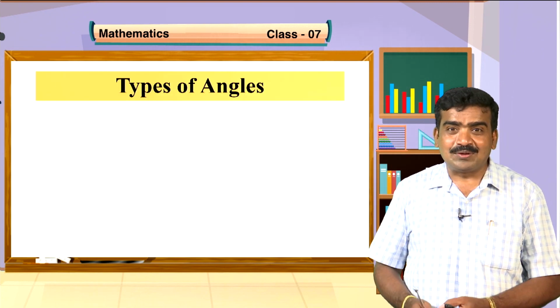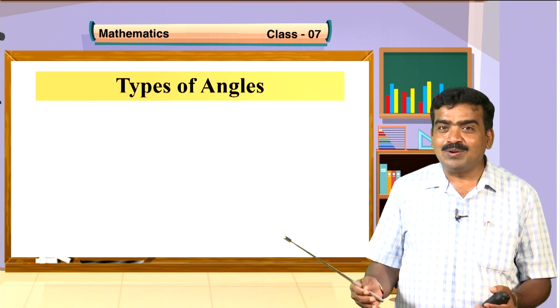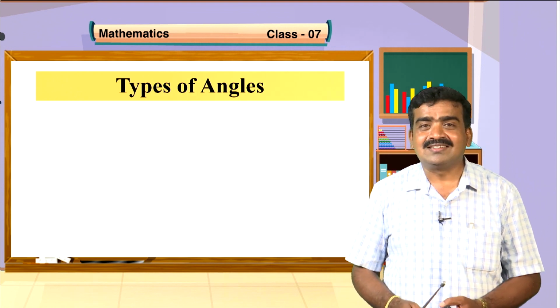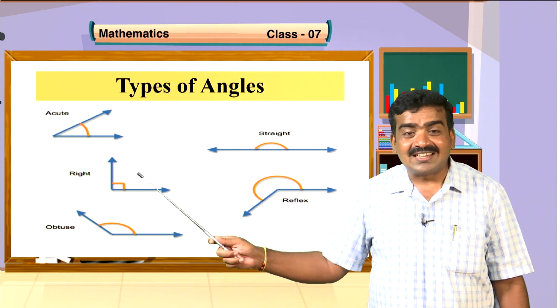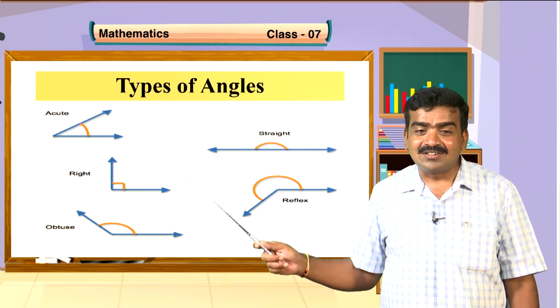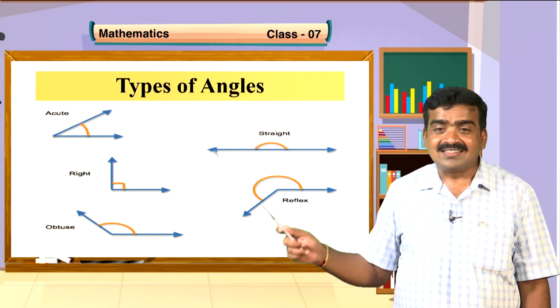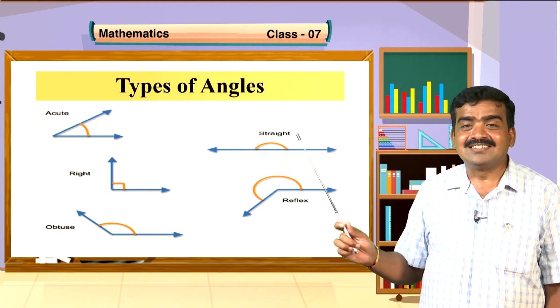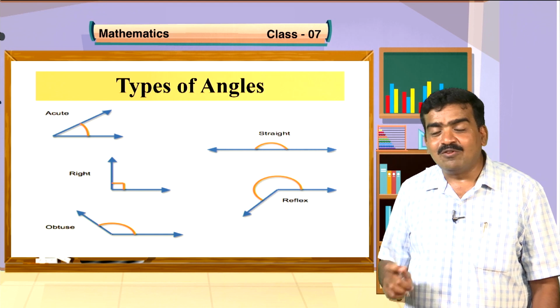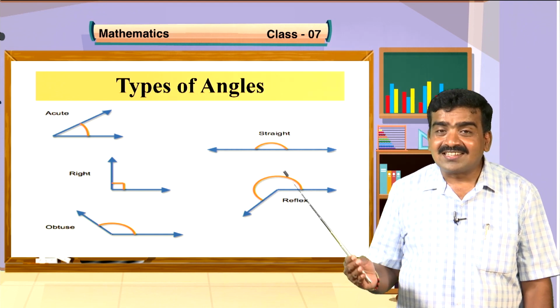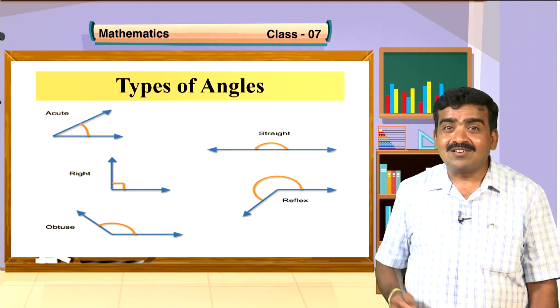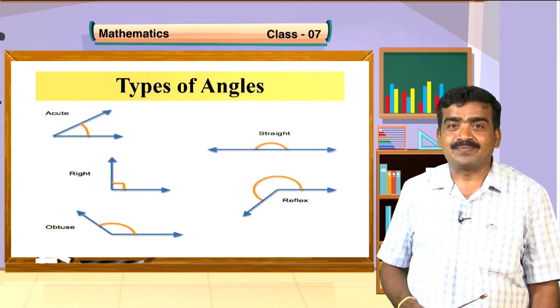It is familiar to you. You can recall the types of angles. Acute angle, you are correct. The second one is right angle. The third one is obtuse angle. The next is straight angle, reflex angle, and one more, that is what we call complete angle. These are the different types of angles you have learnt in the previous classes.